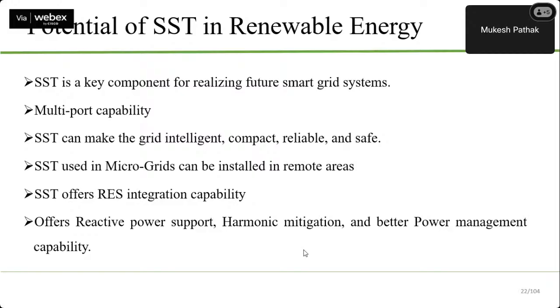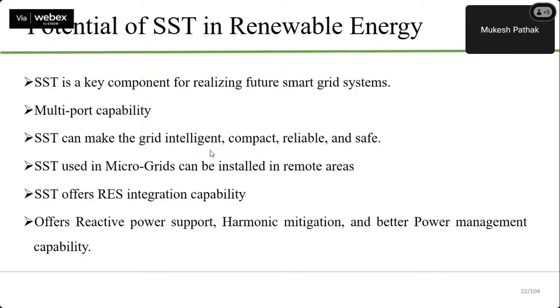So, the potential of SST in renewable energy: SST can be a key component in the future smart grid. It will have multi-port capability, so you can port in many different sources. SST can make the grid intelligent because you have control, you have power electronics. You can employ this power electronics to create control, and enhance reliability by using modular structure and safety.